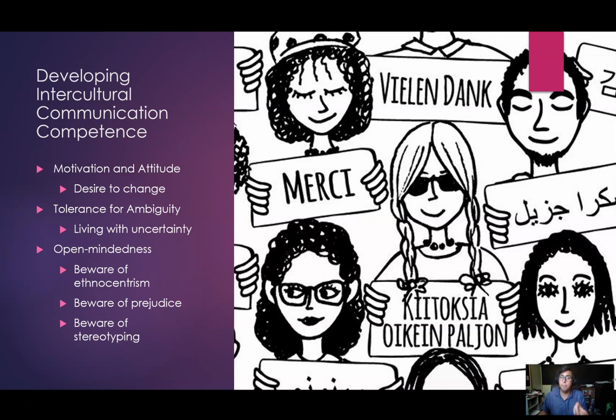Also, we want to be open-minded. Beware of ethnocentrism, beware of prejudice, and beware of stereotyping. Ethnocentrism is seeing that my side is right, and prejudice is seeing some other group as bad, and then stereotyping is seeing one group as the same. That one identifying characteristic is reflective of this group.